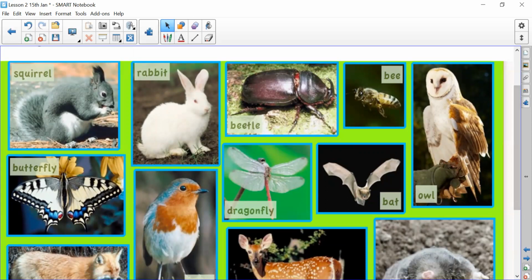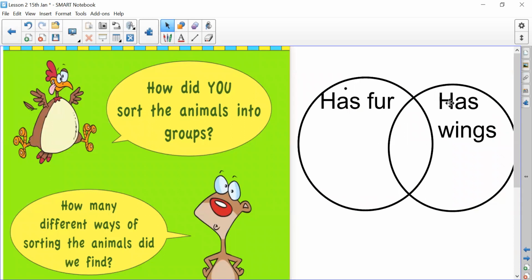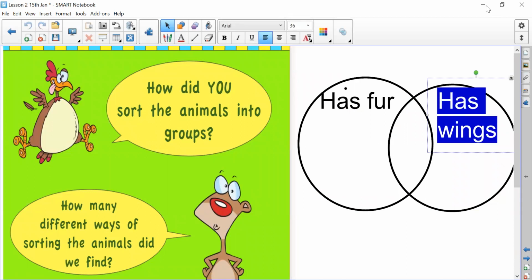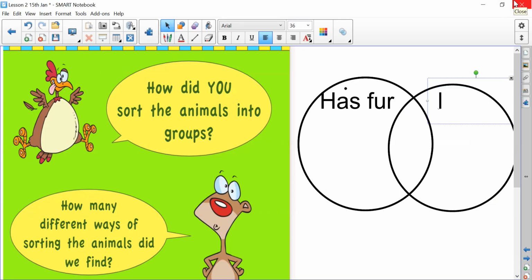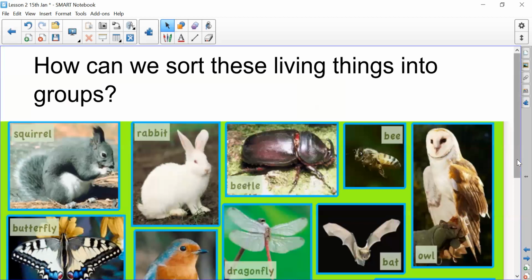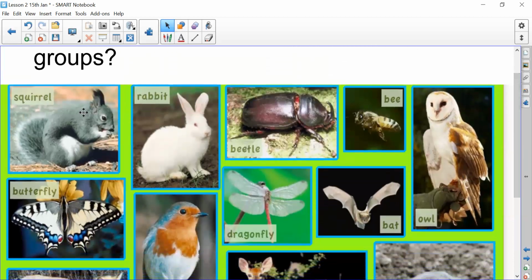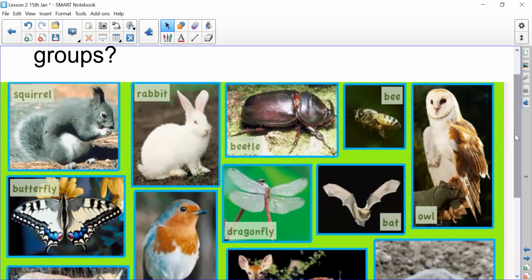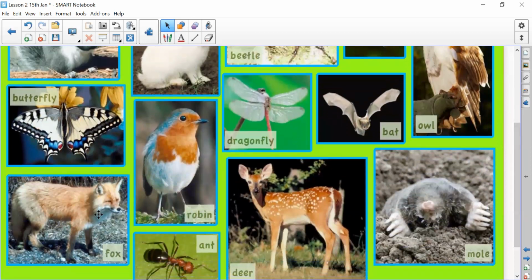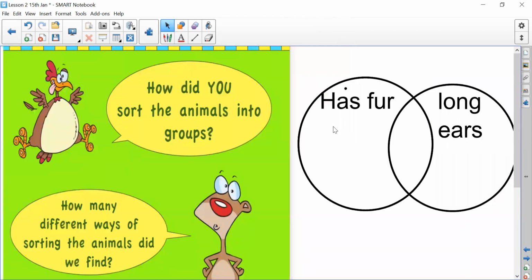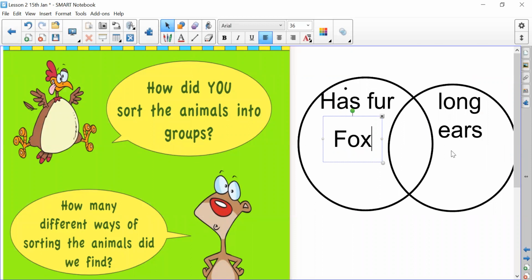Let's do fur and, what about long ears, could be another way. Let's have a think. There are thousands of ways to classify animals. So squirrel and rabbit would go in the middle there. What else has fur? The fox has fur, but he doesn't have very long ears compared to the rabbit. So we would write fox in here. And long ears and fur, rabbit.